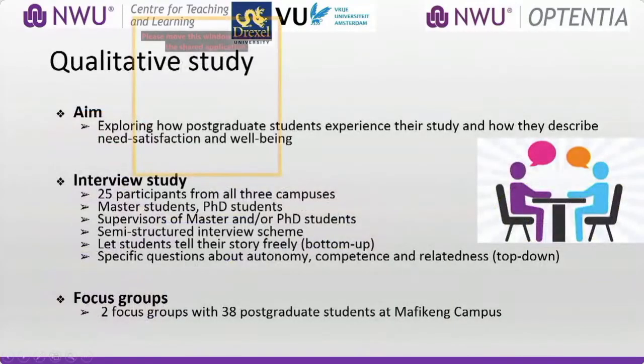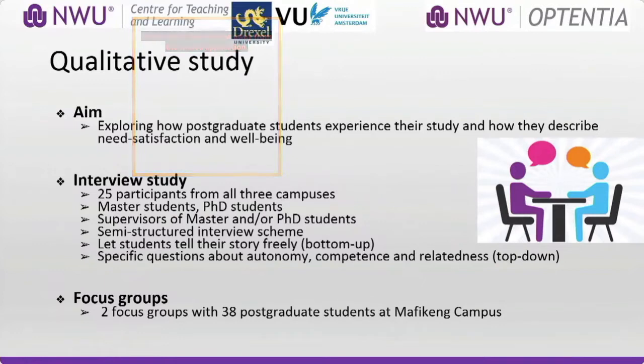And then we conducted a qualitative study with the aim to explore how postgraduate students experience their study, and how they would describe their own well-being, and also need satisfaction. And that is just based on the self-determination theory that states that every person, and so also every student, has a need for autonomy, competence, and relatedness.